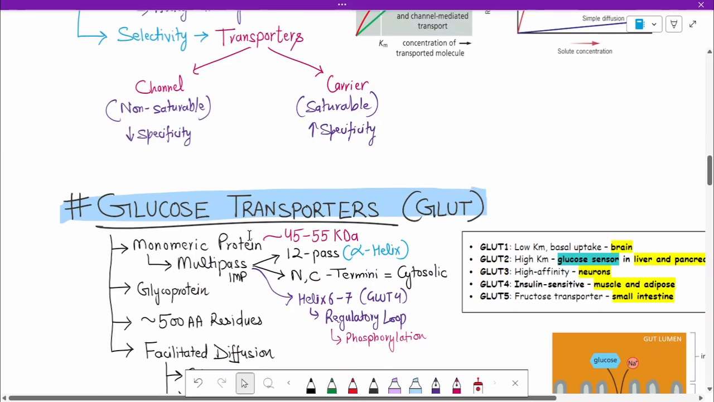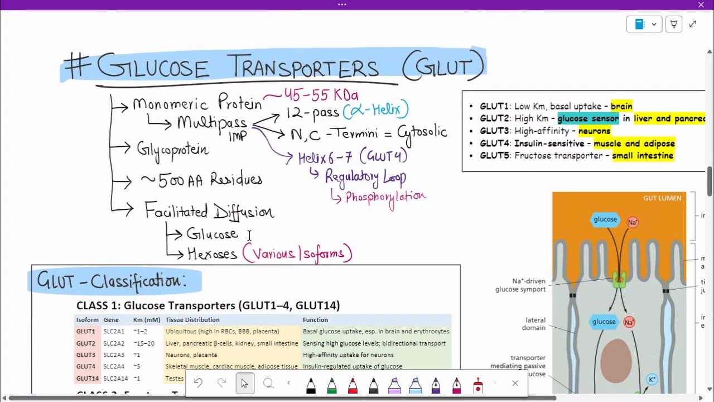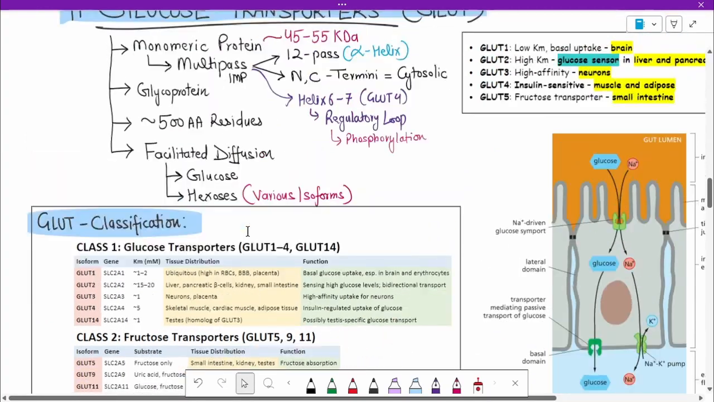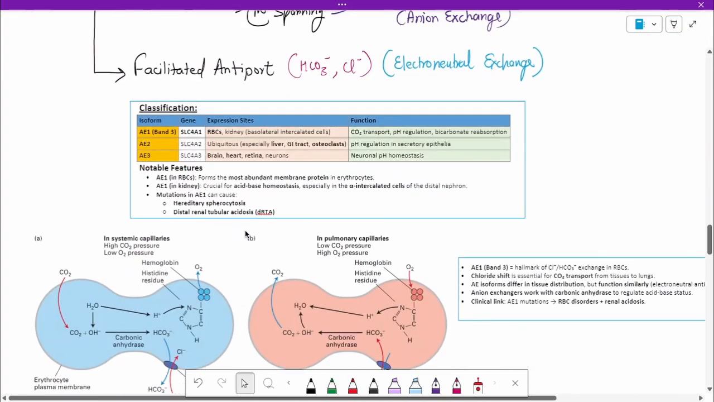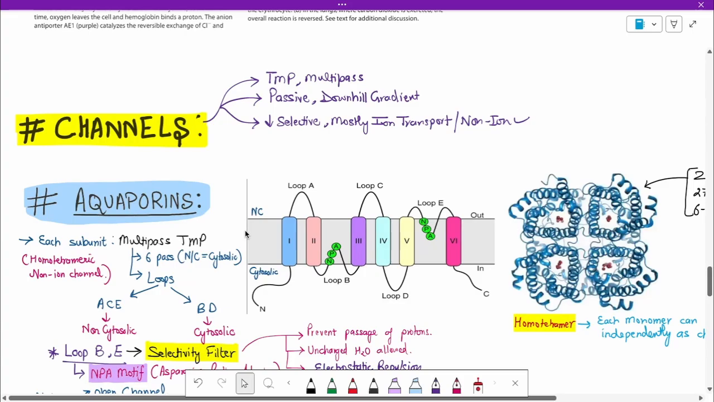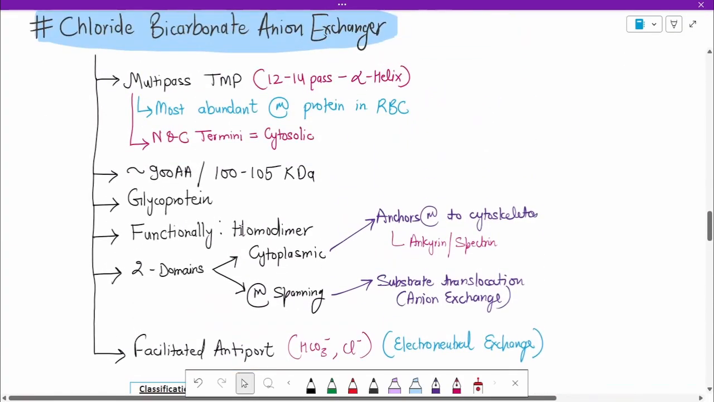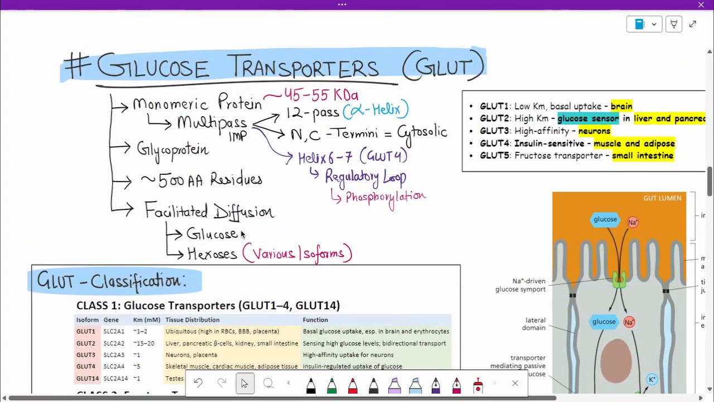Now let's look at some examples of these transporters. For carriers we will be looking at glucose transporters, and for channels we will be looking at aquaporins. Let's start with glucose transporters. We will not see the exact mechanism here, that will be for a biochemistry or physiology class, but we will see the basic nature of the transporter and the basic fundamentals behind this glucose transportation.